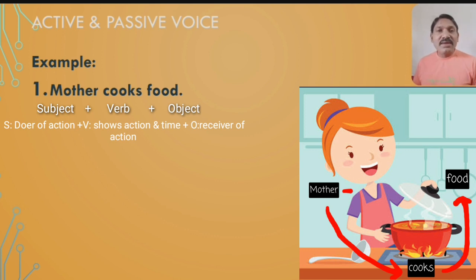Okay, students. Now just now I have told you, if the subject is the doer of action, then the verb will be in active voice.